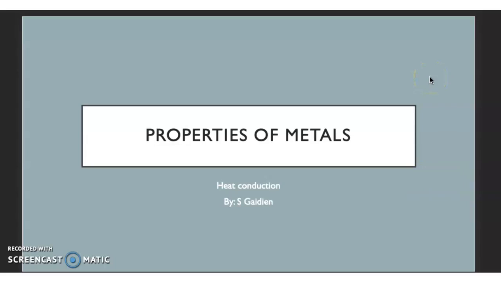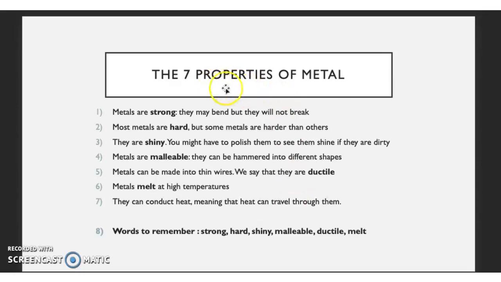Today, the focus of our lesson will be the properties of metals, specifically heat conduction, or rather how heat is conducted through metals as one of the 7 properties of metals. And obviously, as usual, today's lesson will be narrated by myself, Mr. Hayden, your class teacher.